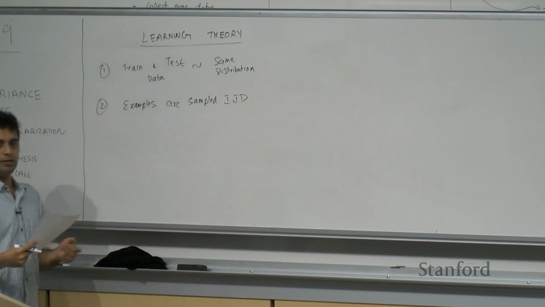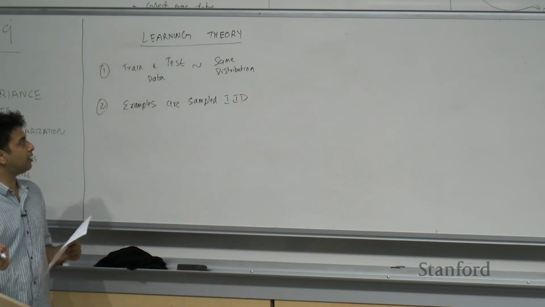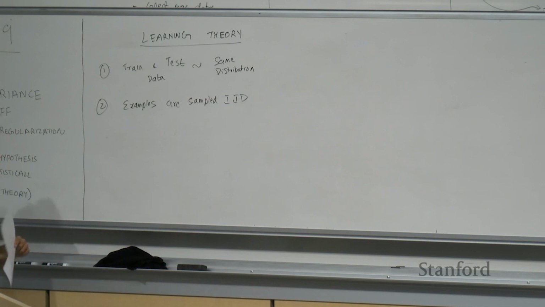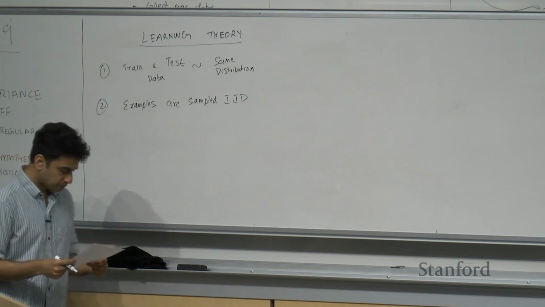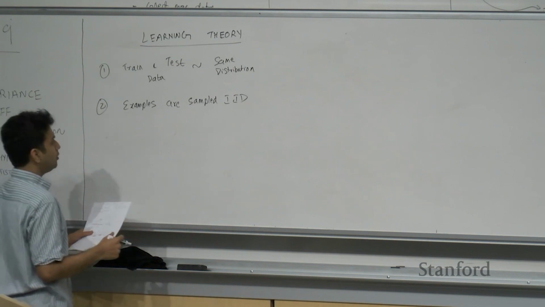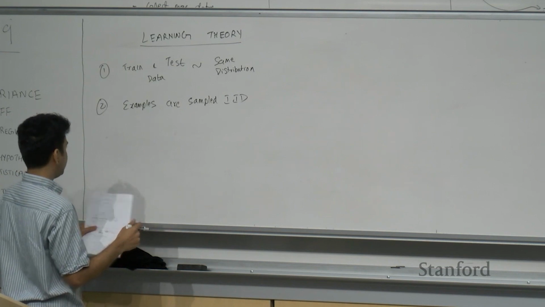Right? So each example is sampled independently of any other example that we have, and at test and train time we are working with data that's coming from the same distribution. Right? And now with these we define the following terms.